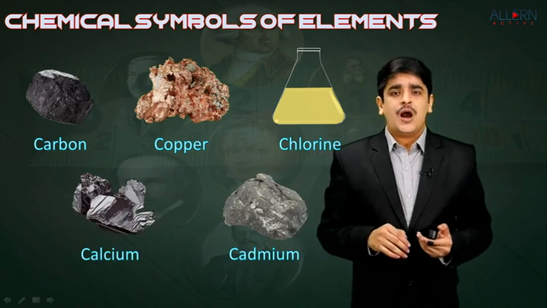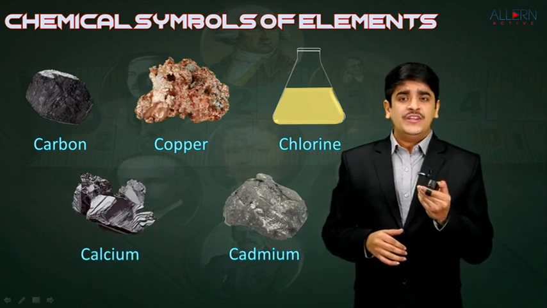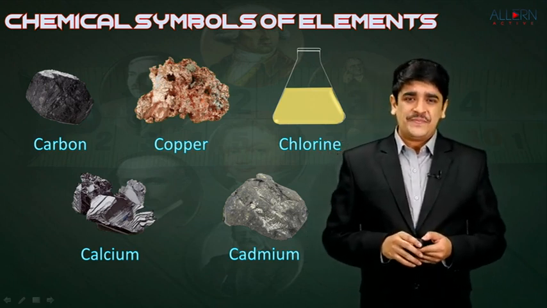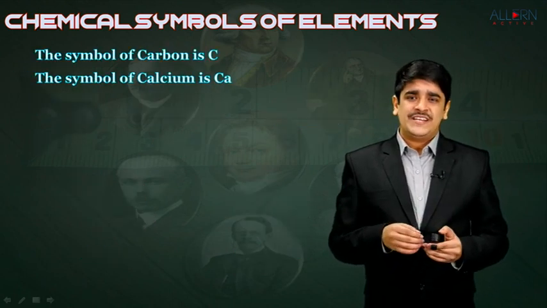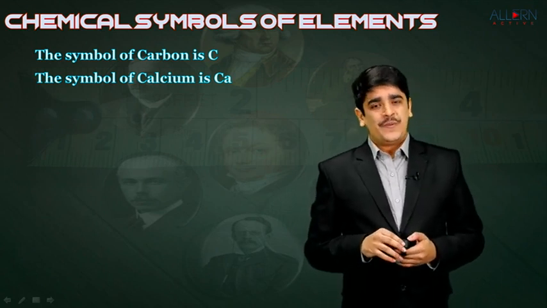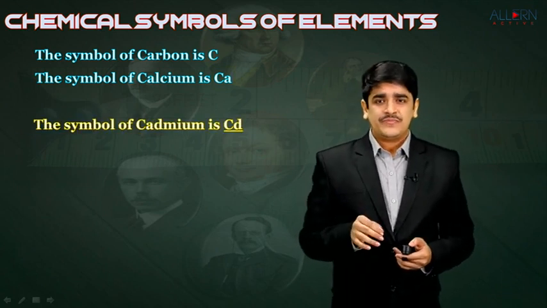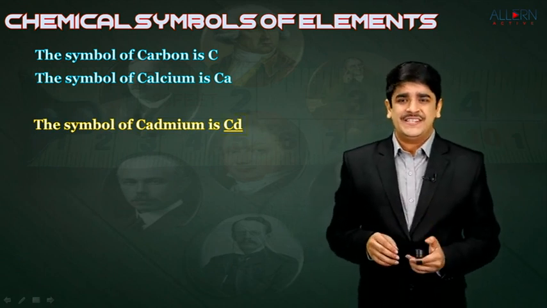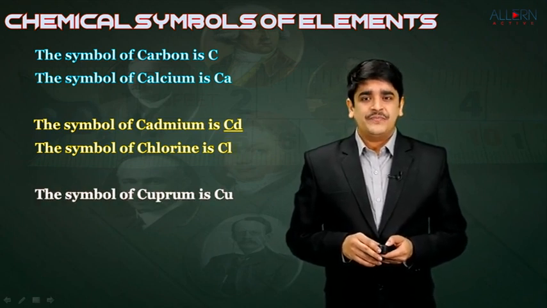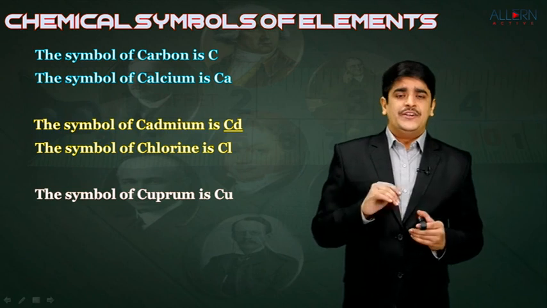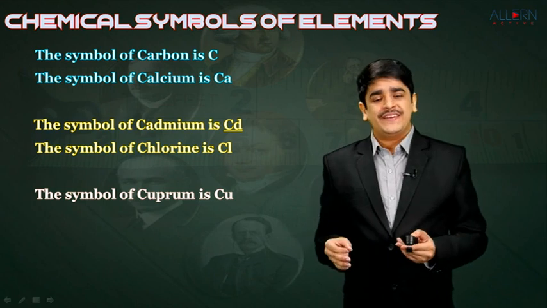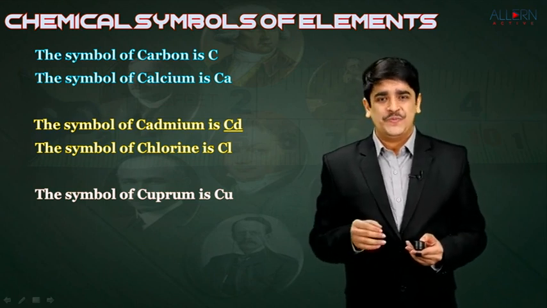Have a look. So we have carbon, copper, chlorine, calcium, cadmium. We need the symbols for all of them. But the problem is all of them start with the letter C. So for carbon, what do we do? We take the first letter as C itself. So the symbol of carbon is going to be C. But for calcium, it is going to be C followed by a. C in capital, a in small. The symbol of cadmium is obviously going to be Cd. And in a similar manner, the symbol of chlorine is going to be Cl. Finally, there are certain elements where we take the Latin name. So for copper, the Latin name is cuprum. And from there, we are going to get the symbol as Cu.